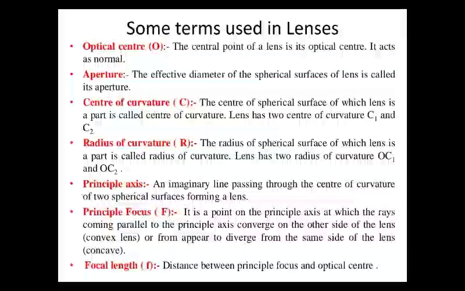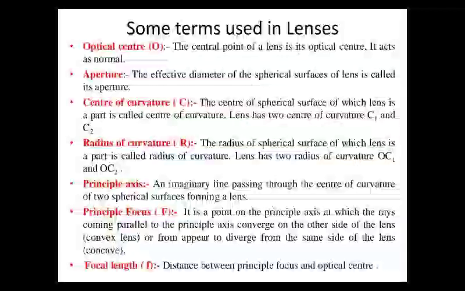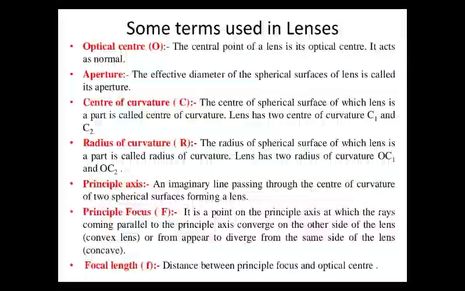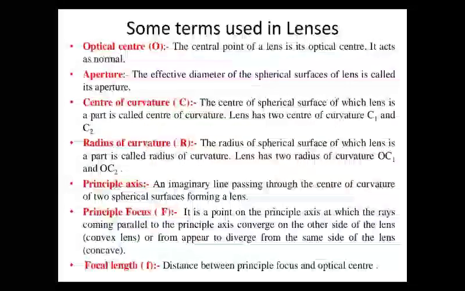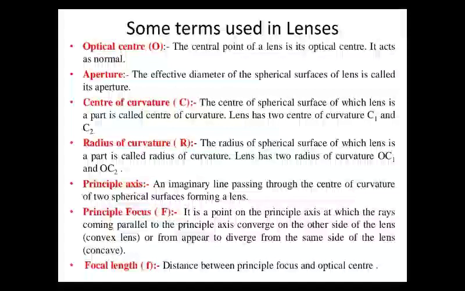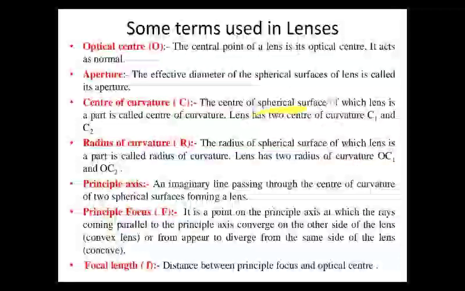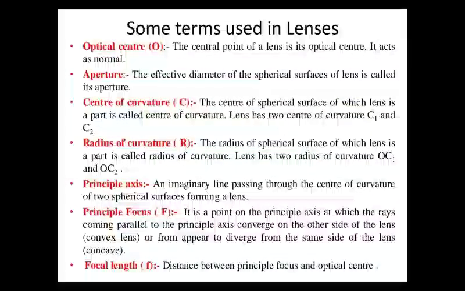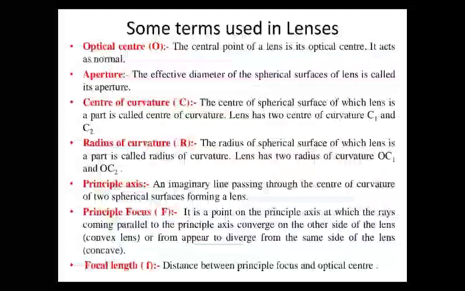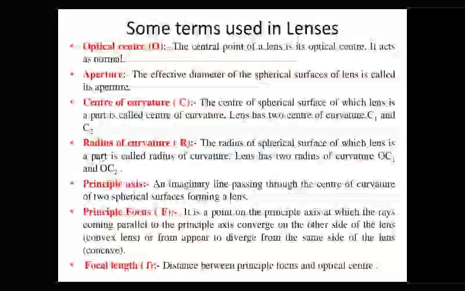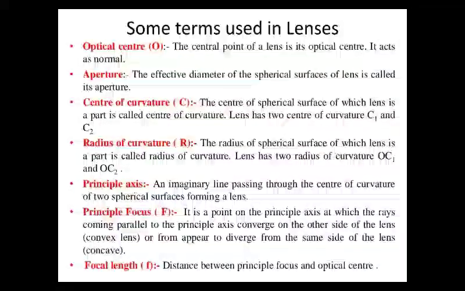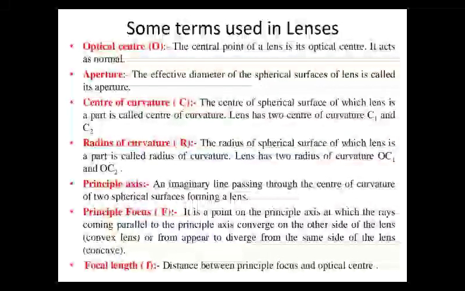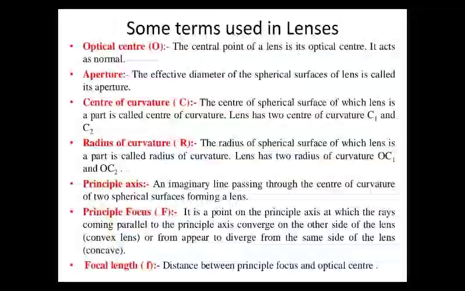Aperture of the lens means when a ray of light falls on the surface of the lens, that portion of the lens which is exposed to the rays of light is known as the aperture of the lens. Center of curvature: it is the center of the spherical surface of which the lens is a part. And as we have seen, lenses have two centers of curvature because these are made up of two spheres. So we name them C1 and C2.